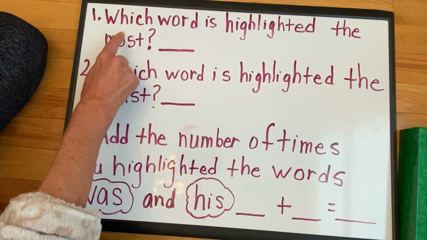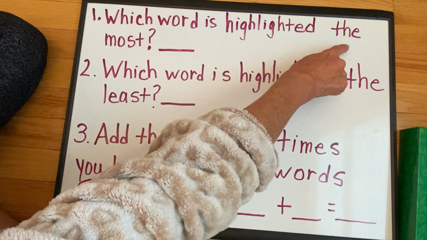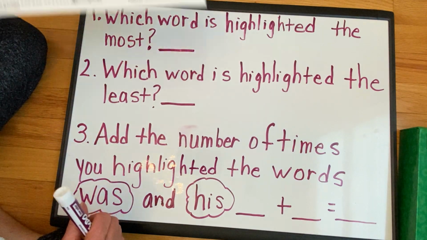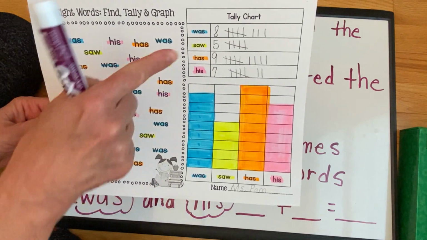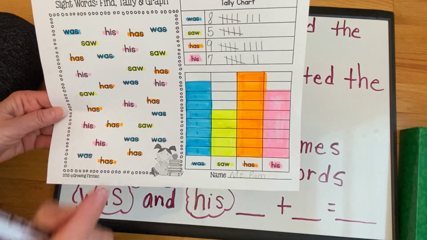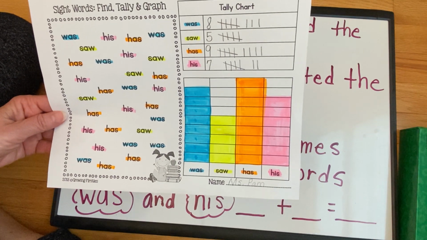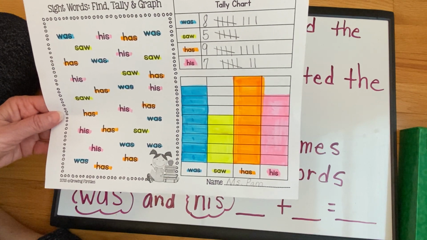Okay, let's read that again. Which word is highlighted the most? Well, what I want you to do is look at your paper, and you can either refer to the tally chart or your bar graph. So which number is your greatest number, the highest number that you see?